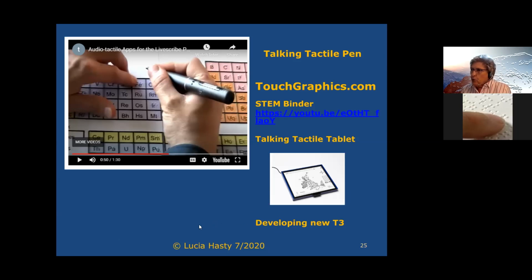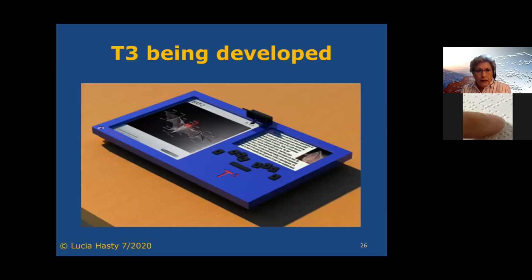They don't have the same range of materials. It's called Iveo, I-V-E-O. They don't have a wide range of materials to go with it, but it is also tactile and audio. This is the new TTT, which is called the T3.